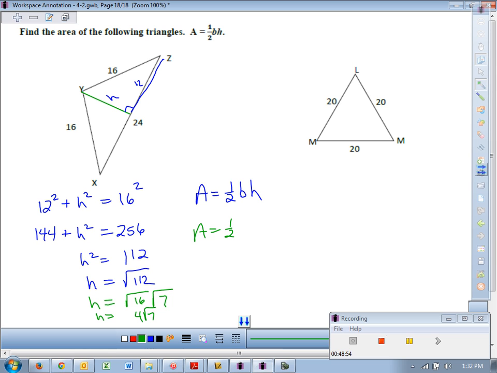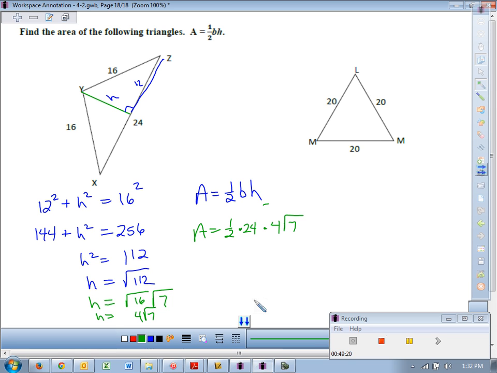Now you got no choice of which one's the base. The base and the height must be perpendicular to each other. Here's our height right here. Which segment is perpendicular to it? The 16, the 16, or the 24? 24 is our base. Be very careful that you don't accidentally use 12 again, right? 24 is the whole base times our height, which is 4 square roots of 7.